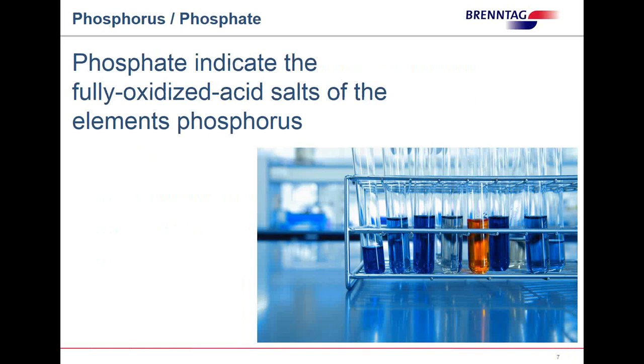So, definition: phosphate indicates the fully oxidized acid salts of the element phosphorus. Why do we say phosphate or phosphorus? This is because elemental phosphorus never occurs by itself in water, but is always as some type of compound, and typically phosphate. I'll cover that in a little more detail later in the presentation.